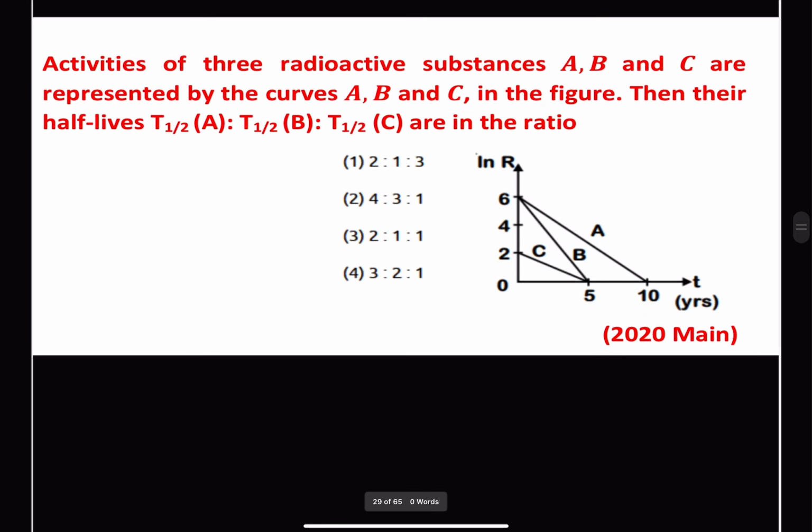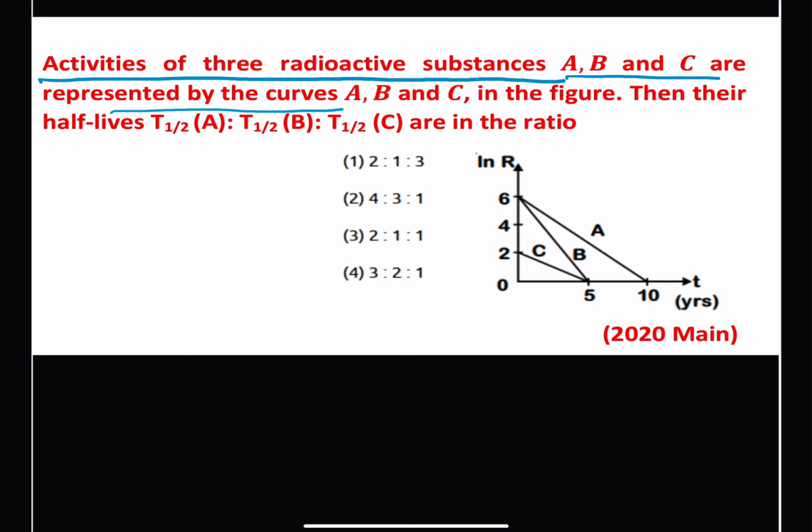It states that the activities of three radioactive substances A, B and C are represented by the curves A, B and C in the figure. Then their half-lives are in the ratio. Okay, a basic curve is given to us. We have A, B and C, and on the x-axis we have years, on the y-axis we have natural log of R.